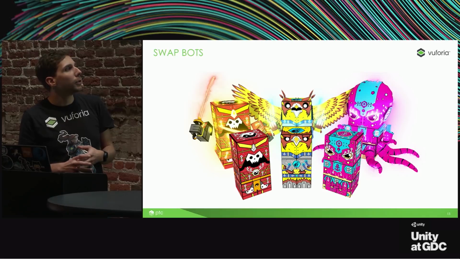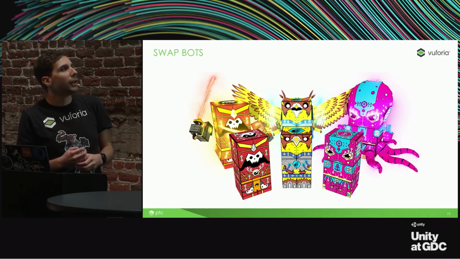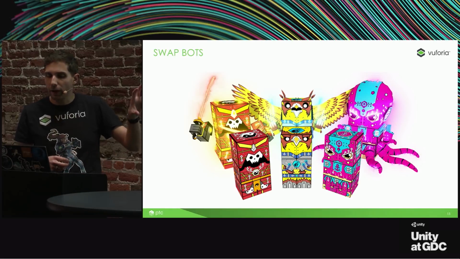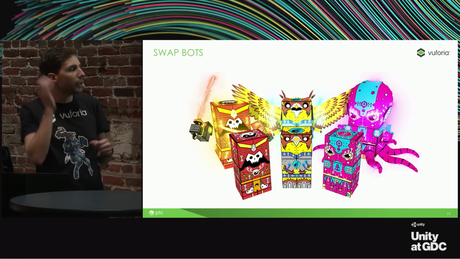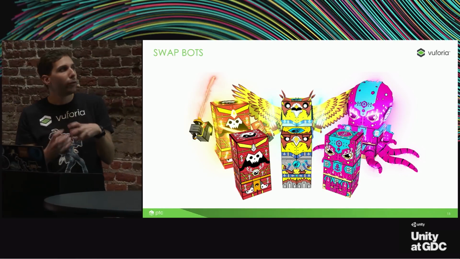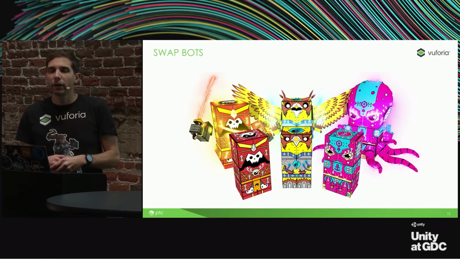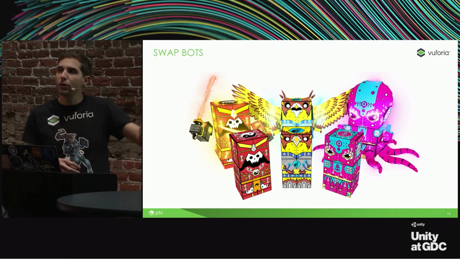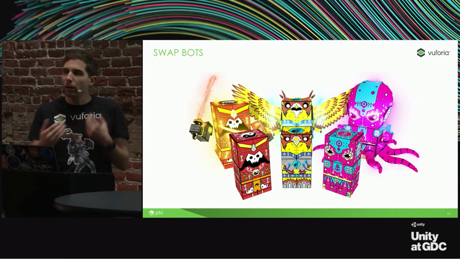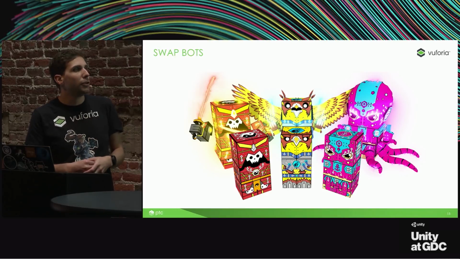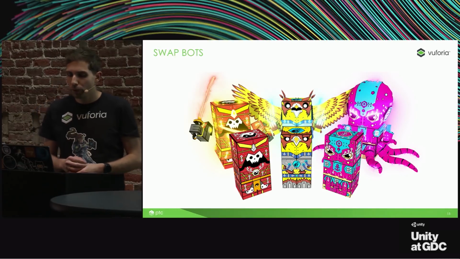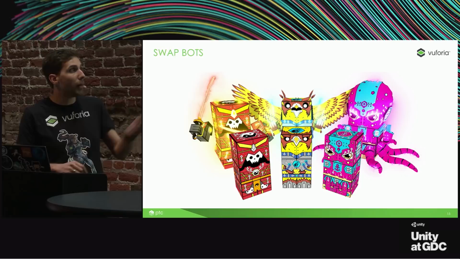Another one of our super partners is SwapBots. They make these toys that they'll be selling soon, and the idea is that you can swap out different parts, and it uses Vuforia to determine which parts you've put together, and then you can battle other players, and you can sort of customize what each individual bot's going to look like.